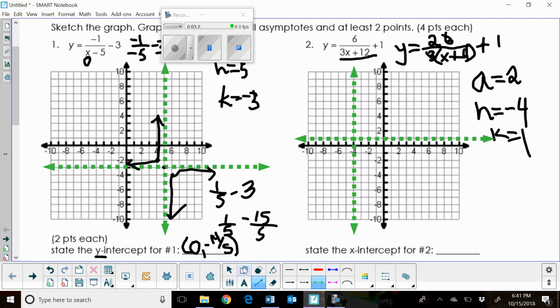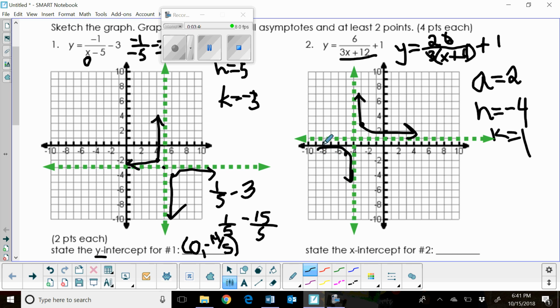Now, A is +2. So from the new center point, just like a slope, I would rise 2 and run 1. So this point right here is on the graph. And then I'm going to do the same thing in the opposite direction, down and over, and there are my branches. And that's how I graph this rational equation.